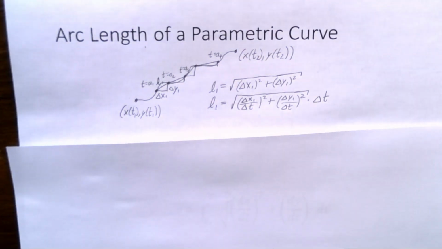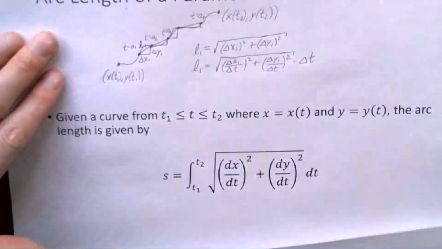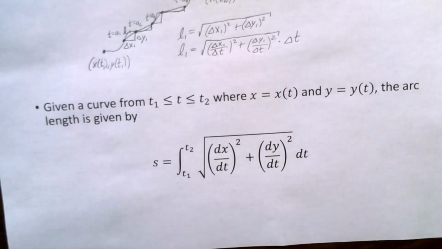Now this results for finite delta x and delta y. If we are looking for an integral, we want to make delta x, delta y, and delta t infinitely small. Also, we would be doing a sum to find the length of this curve, so we would be taking the sum of each of these square roots. For finding the total arc length, we would be using an integral instead of a sum, and that then results in the formula. The arc length is equal to the integral from t1 to t2 of the square root of (dx/dt) squared plus (dy/dt) squared.